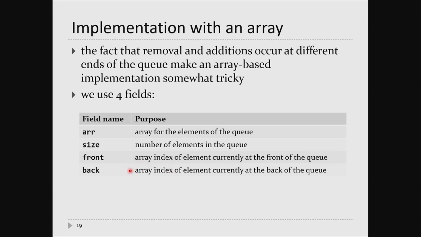You have to be careful when you define these two things, because you can define them in lots of different ways. I'm going to define front to be the index of the element that's currently at the front of the queue. So in an empty queue, front won't be valid, because it's always supposed to be pointing at some element that's in the queue. And then back is going to be the index of the element currently at the back of the queue. Again, in an empty queue, back's not going to be valid either. Size is just the number of elements in the queue, not the length of the array. An array, arr, is just the array that's going to hold the elements.